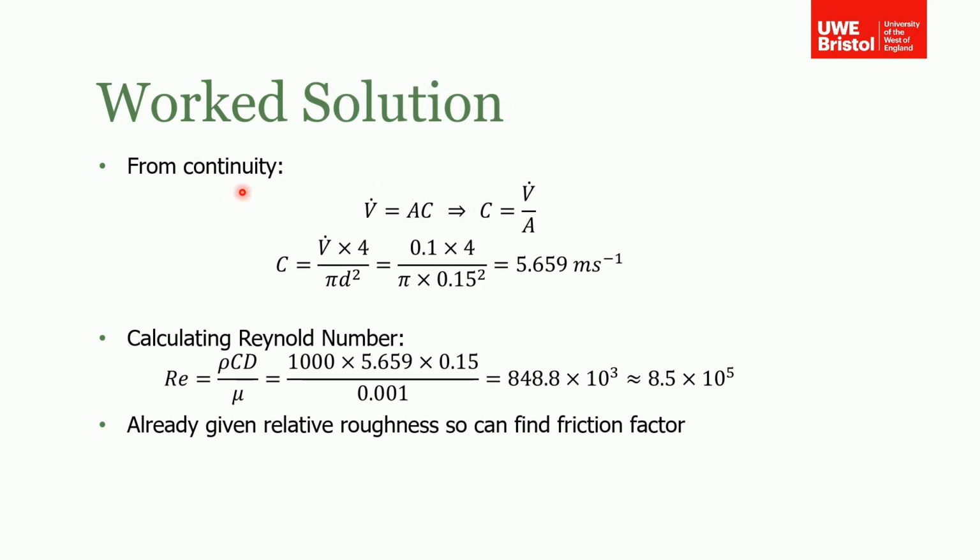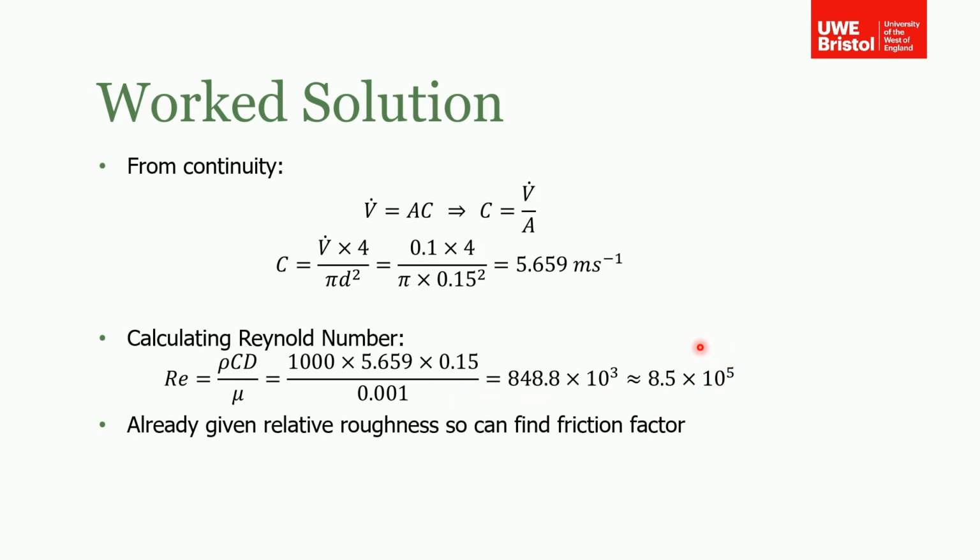So, because we know the diameter of the pipe and the volumetric flow rate, we can calculate the velocity using the volumetric flow rate is equal to the area times the velocity through that area. Once we have that velocity, we can calculate the Reynolds number because we know the density and the viscosity and also the diameter. So that gives us a Reynolds number of 8.5 times 10 to the 5.